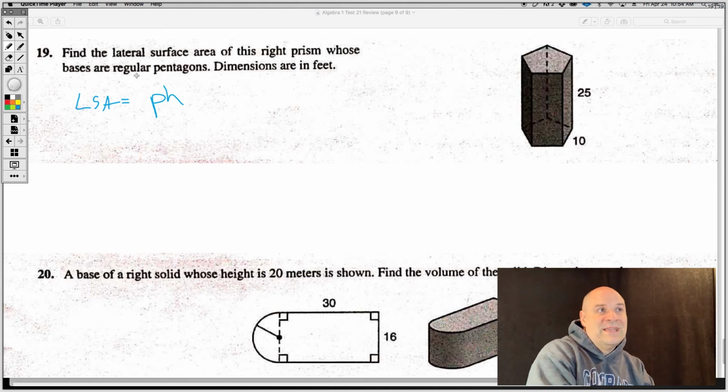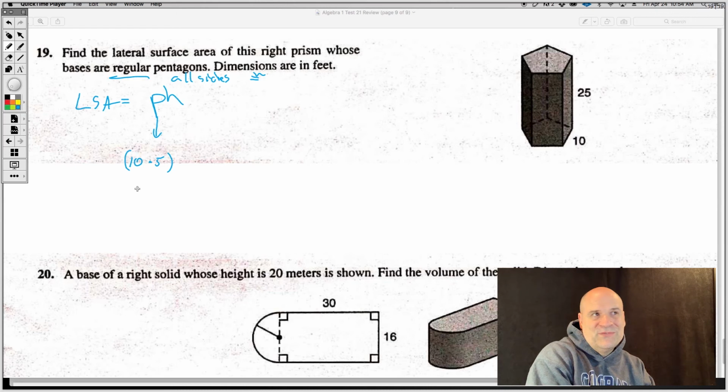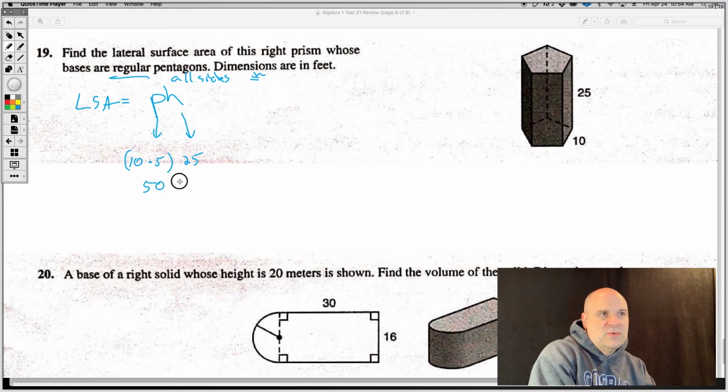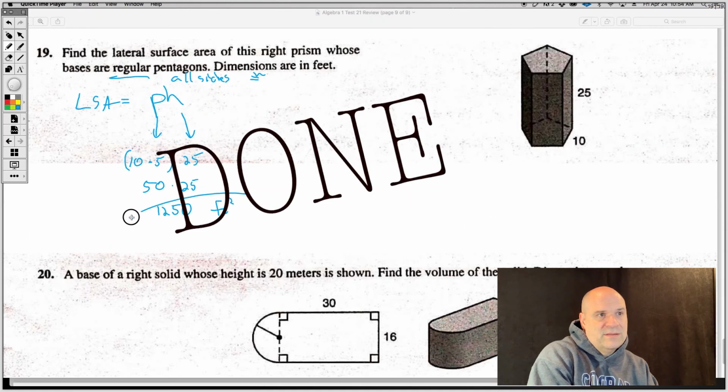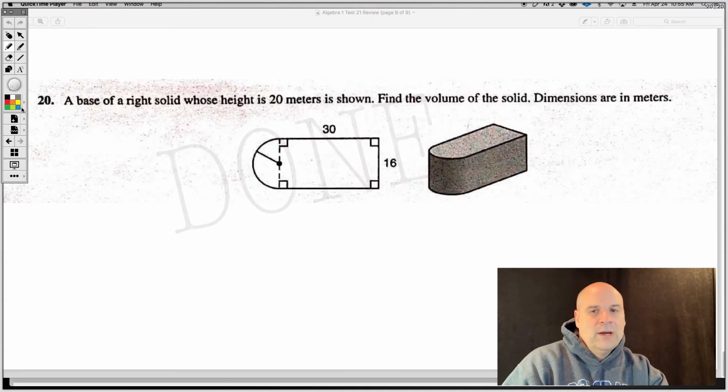Okay, well, since it's regular, that means all sides are congruent. Remember that. Okay, so if one of the sides is 10, then that's gonna be 10 times 5 because it's a pentagonal prism. All right, pentagon means 5 sides. All times the height, which is 25. 10 times 5 is 50 times 25. Well, 5 times 25 is 125, but it's 50, so 1,250 square feet. Boom. All right, last problem.